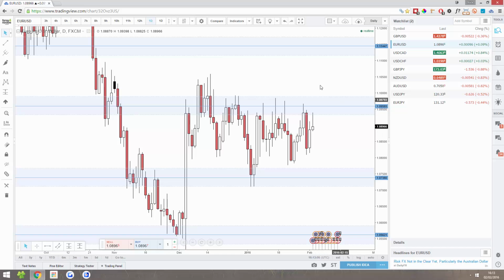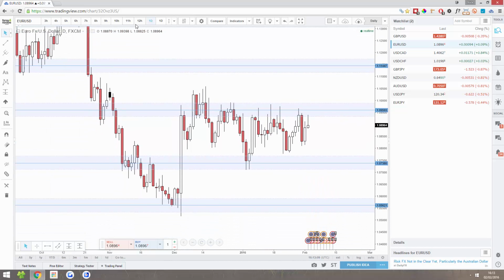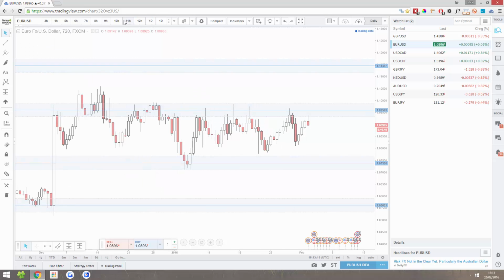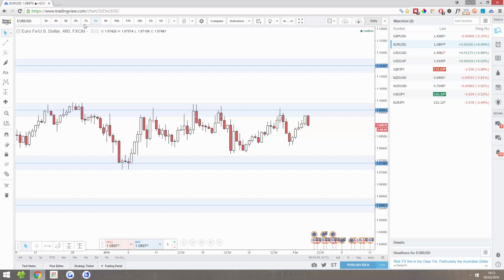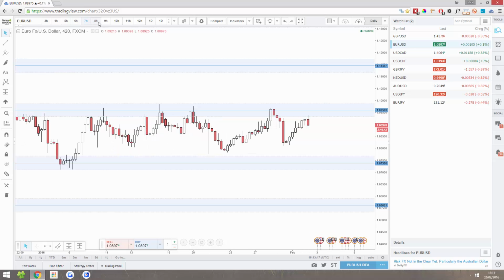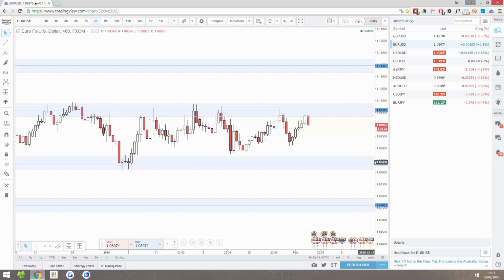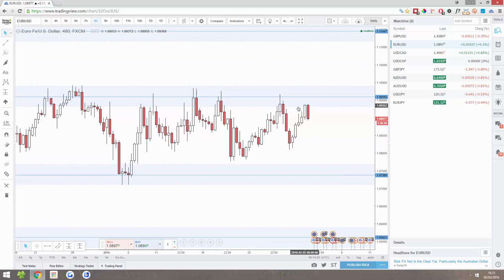Let's start with the daily. Just looks like it's come up to a resistance area and it's bouncing away now. 12 hour, 11, 10, 9, 8, 7. This is actually a good example of what I mean by looking at different time frames. So up here on the 8 hour, we can see that price has bounced away from the resistance area right here. It's bounced exactly from that resistance area.